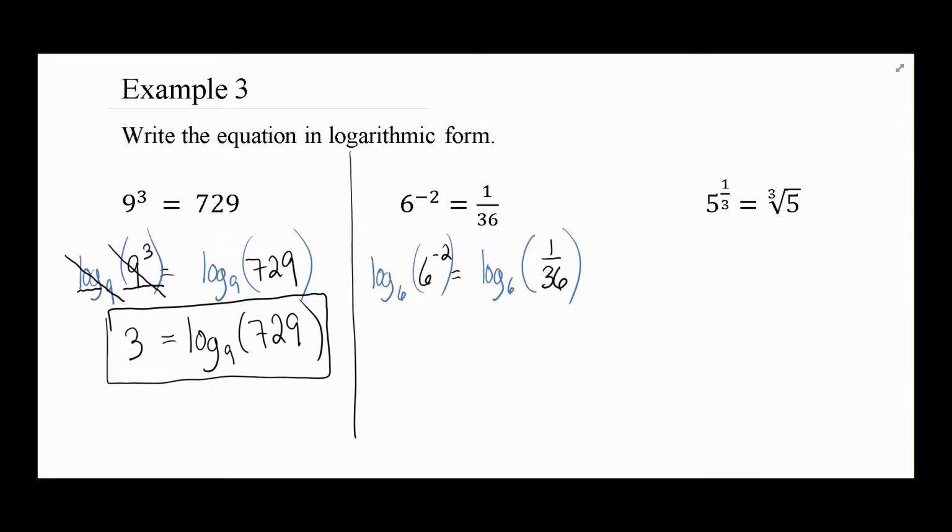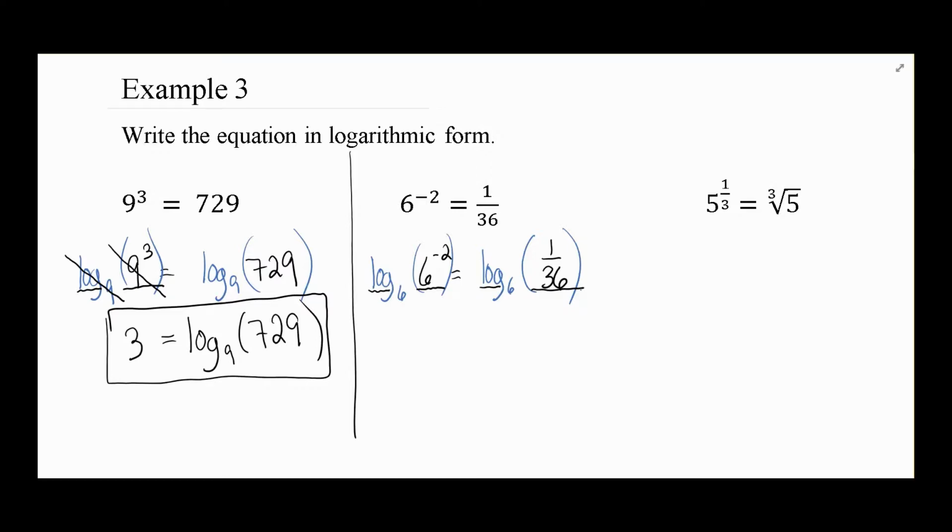Now again, when I'm writing these logs, the log and the argument are on the same line. The base of my logarithm is a little bit lower, so make sure we're writing this correctly. And the way that this is read is log base 6 of 6 to the negative 2.